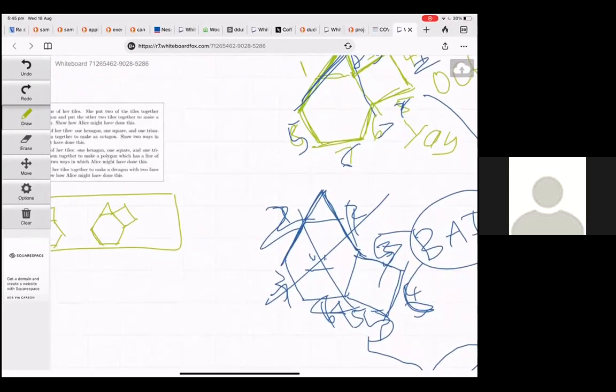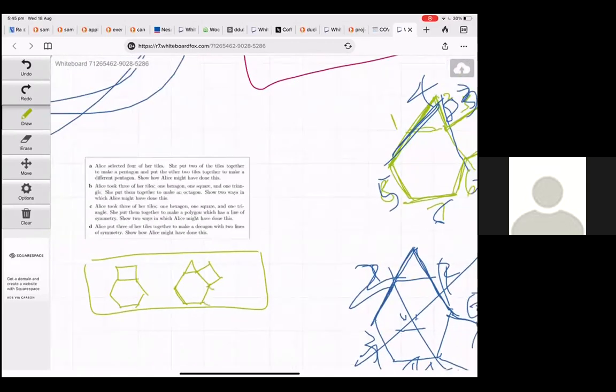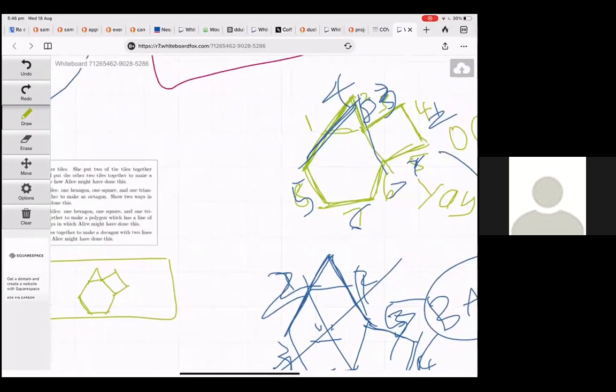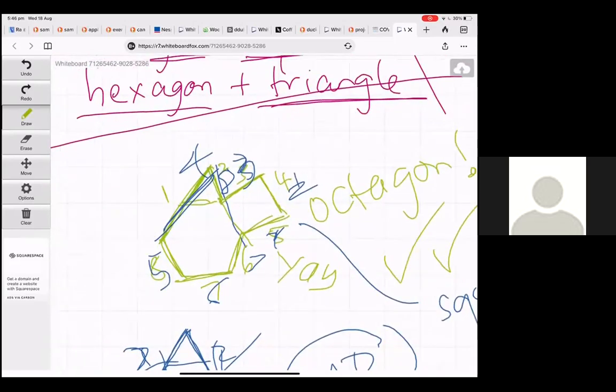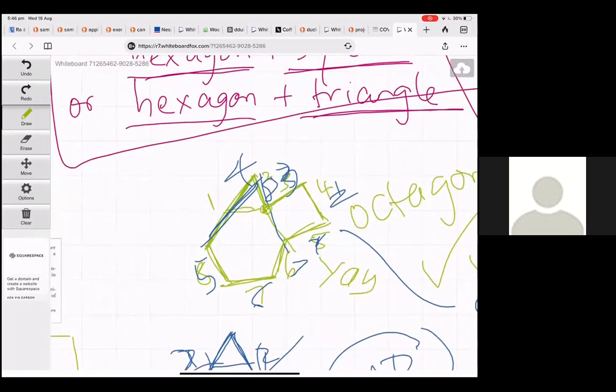If you try to move the square over here instead. Oh wait, I know why it's bad. Why? We need to block one of the long parts. Yeah, exactly. That's why we have to put the square next to the triangle so that we can block this.